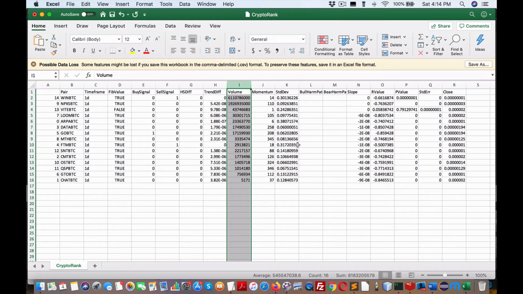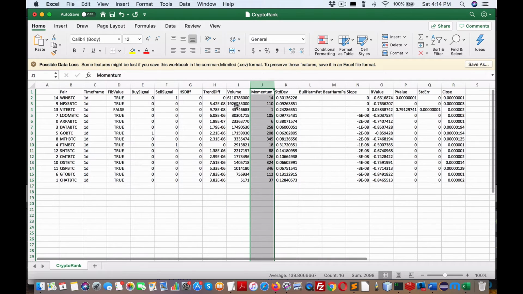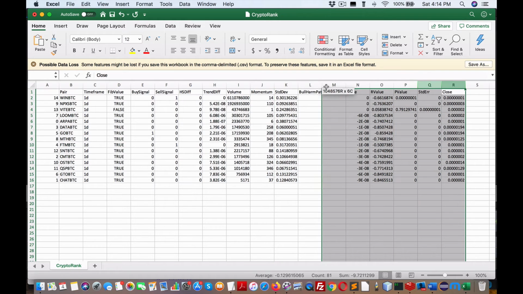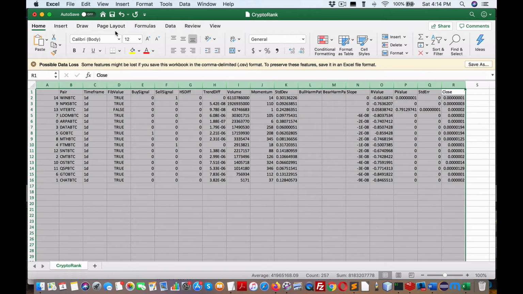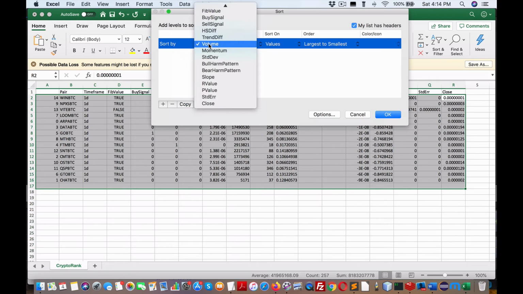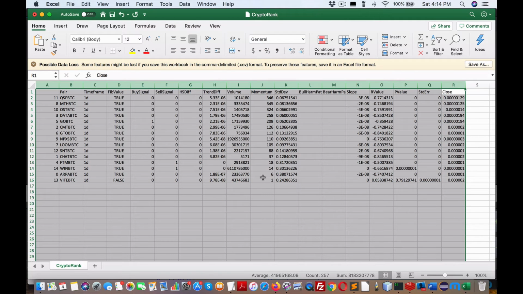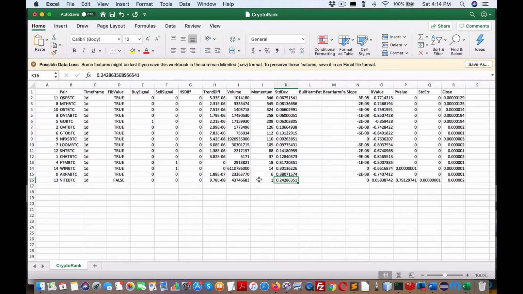Also, we can see which ones have the stronger momentum. So again, you can do a sort on that, as you can see here. So I'm going to sort based upon momentum, largest to smallest. Boom. And you can see which ones have the strongest momentum behind it. And again, these are the ones in this particular order.